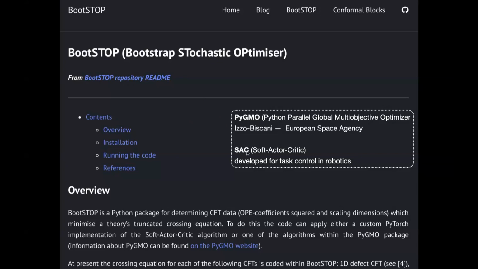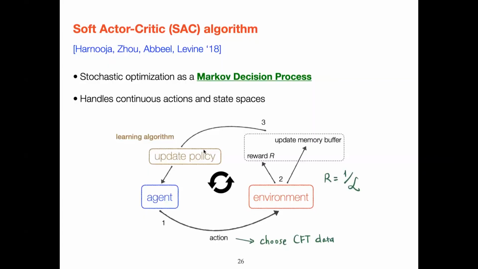Another algorithm that you will find there is the so-called soft actor critic algorithm, which has been developed for task controls in robotics. And this is a genuine AI algorithm that we used as a new stochastic optimization algorithm. So let me say a couple of words about this because I think it's particularly interesting. This SAC algorithm, soft actor critic, goes under the category of reinforcement learning in AI, and it was developed in 2018 basically for robotics by these people at Berkeley.